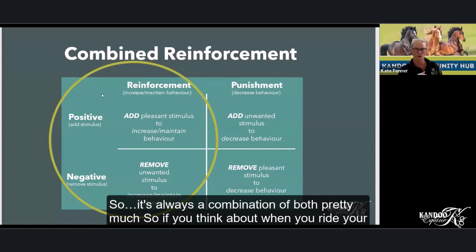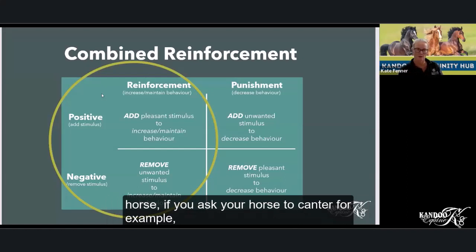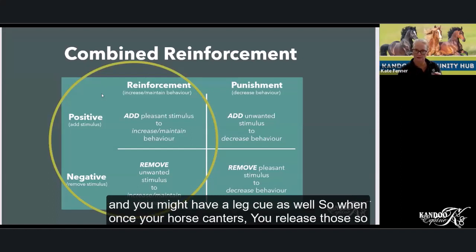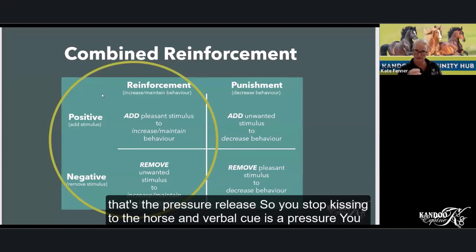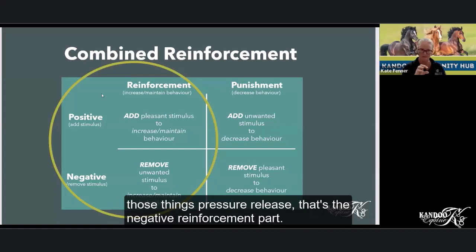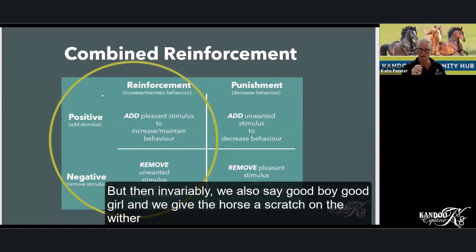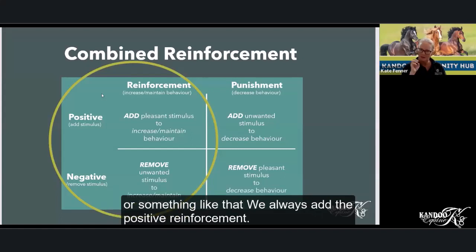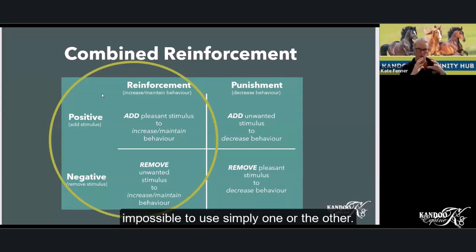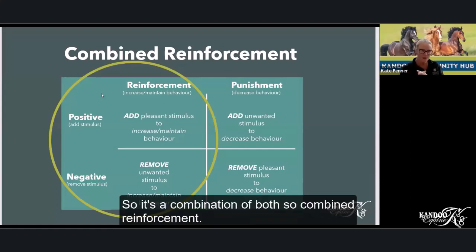So if you think about when you ride your horse, if you ask your horse to canter, for example, you might have a verbal cue. I particularly have a kiss for canter, and you might have a leg cue as well. So once your horse canters, you release those. So that's the pressure release. So you stop kissing to the horse. That verbal cue is a pressure. You stop doing that, and you remove your leg pressure as well. So both those things, pressure release, that's the negative reinforcement part. But then invariably, we also say good boy, good girl, and we give the horse a scratch on the wither or something like that. We always add the positive reinforcement. So you've got to think these lines are slightly blurred, and I think it's almost impossible to use simply one or the other. So it's a combination of both.